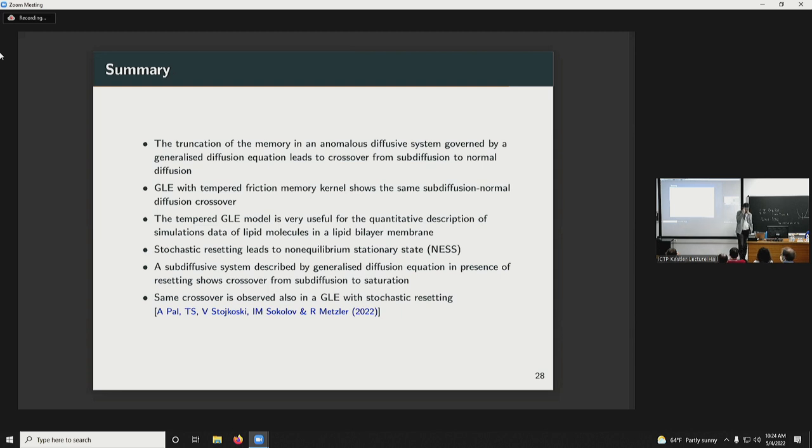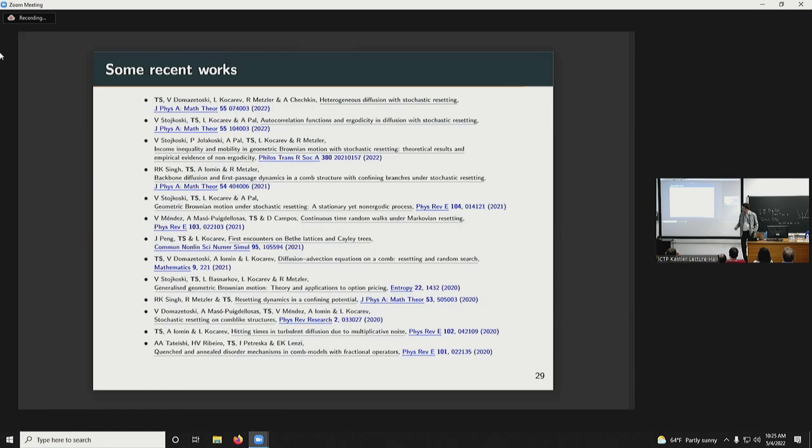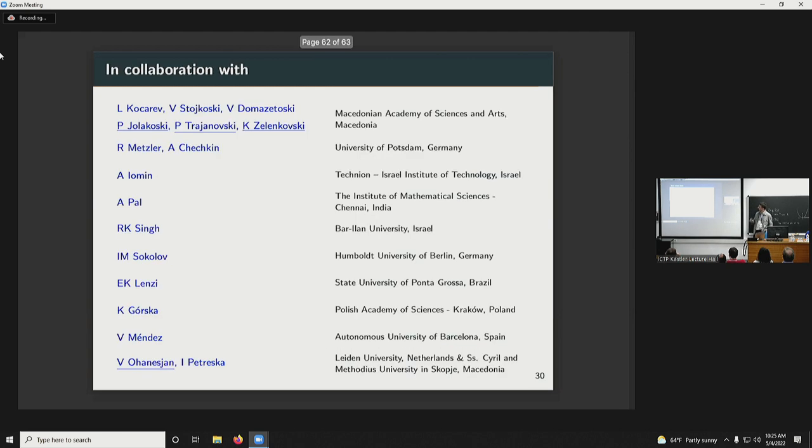There are many works also related to heterogeneous diffusion with stochastic resetting, or geometric Brownian motion with stochastic resetting, where this approach can be applied. And these are some works by our group, and I would like to thank all my collaborators. We will have three posters there, and we have also just started to do some resetting in quantum systems.